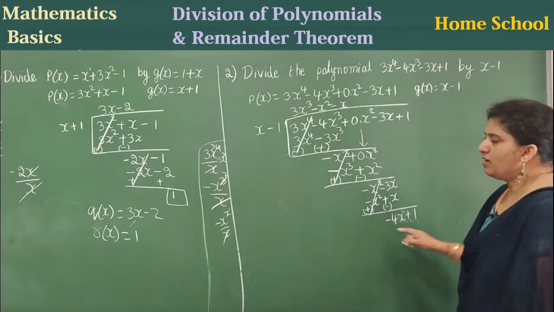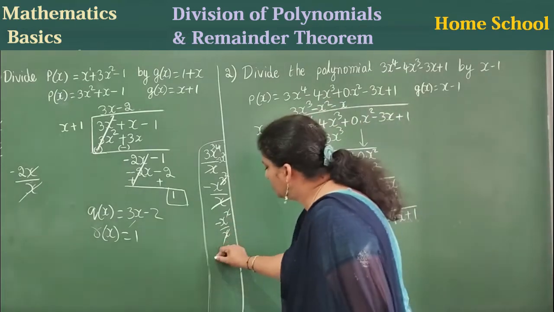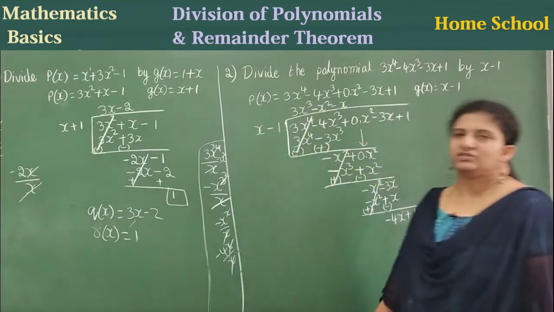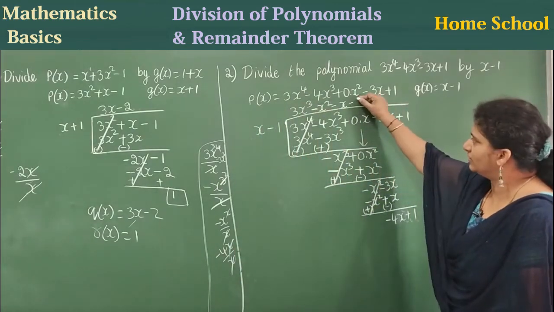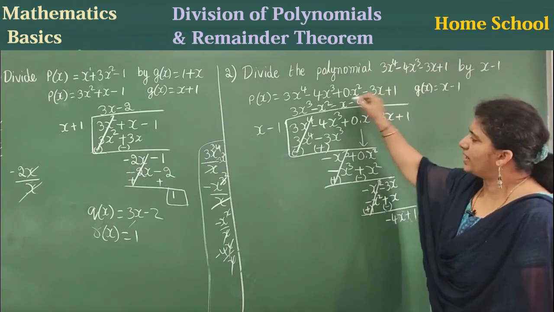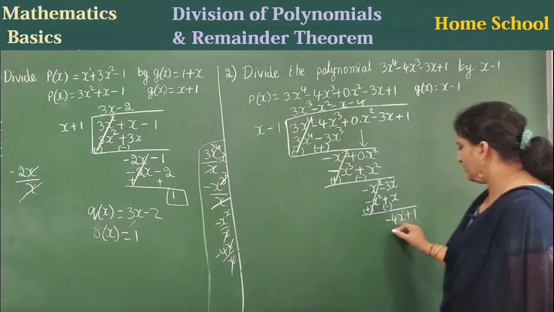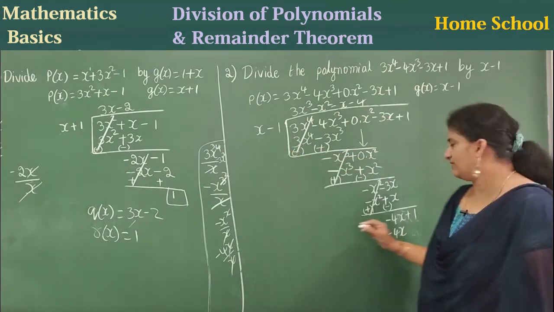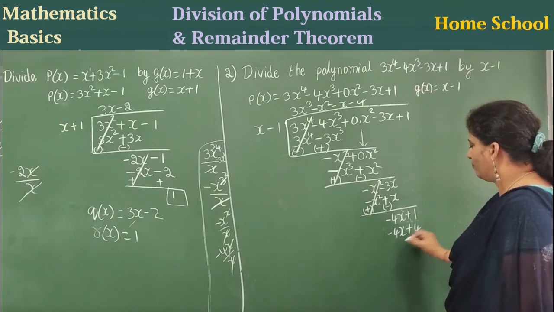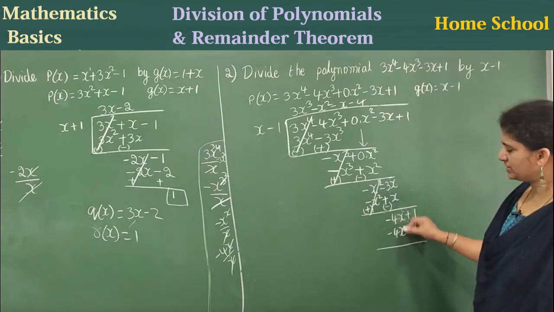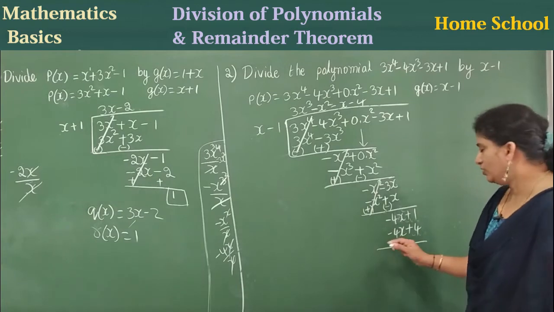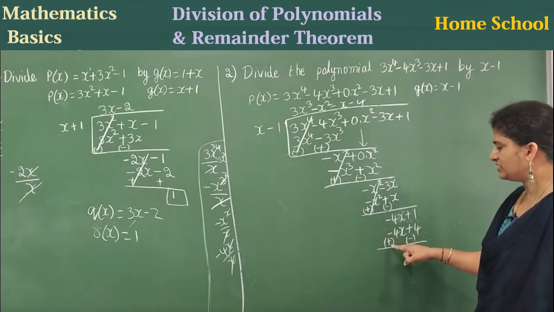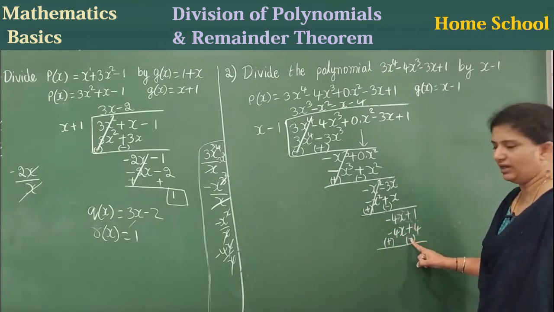So now again, minus 4x by x, it will be minus 4, that minus 4, write it here. Now again multiply, minus 4 into x will be minus 4x. And again, minus 4 into minus 1 will be plus 4. So now, minus 4x minus 4x, will it cancel? No, we need to subtract, means change sign. If you have minus, plus. If you have plus, write it minus.